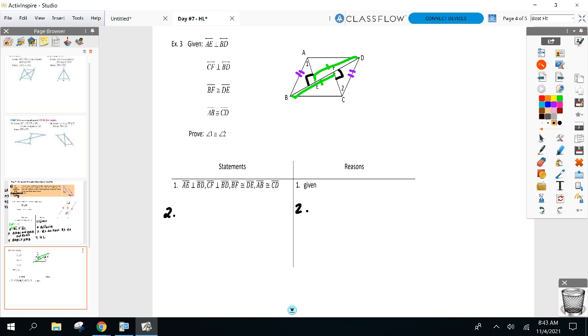Go ahead, Grace. You could say AE is congruent to AE, and CF is congruent to CF. But it doesn't make them congruent to each other, which I need. You need them congruent to each other. Correct. You're just saying this side is equal to the same side. This side's equal to itself, but I need AE and CF to be equal to each other. I don't want them equal to themselves. I want them equal to each other.